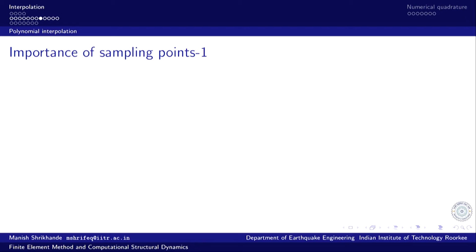So, importance of sampling points. Where do I choose the sampling points? If I have the liberty to choose the nodes of interpolation, if there are a large number of tabulated data points and I can pick the nodes according to my wishes, then it might be worthwhile to see which nodes to choose, so that for a given degree of interpolation we may be able to derive a better approximation.